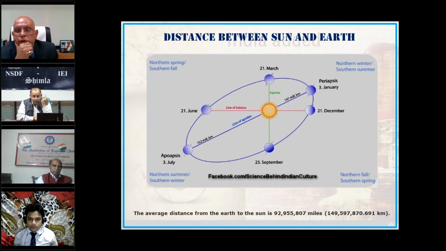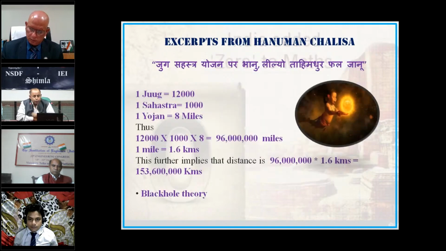This we all know. This we tend to know from the Western scientists, maybe only 100-150 years back. But you see, Hanuman Chalisa was written by Goswami Tulsidas, and in the 20th verse he says, Juk sahastra jojan par bhanu, leelyo tahi madhur fal janu. Bhanu means sun, Juk means 12,000, Sahastra means 1,000, Yojan means 8 miles. You calculate this: 12,000 multiplied by 1,000 multiplied by 8 means 96,000,000 miles. And if you calculate, this comes out to 153 million kilometers. Exactly what we have found out today.